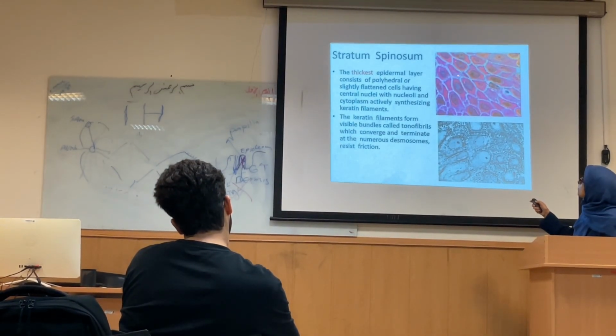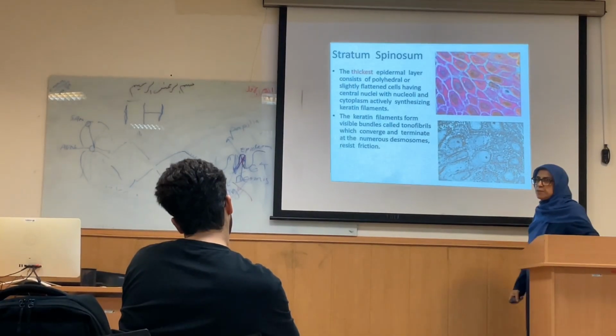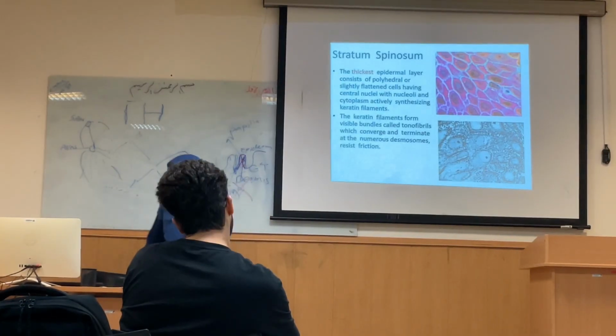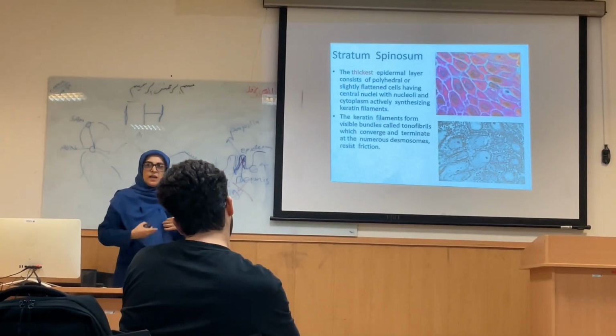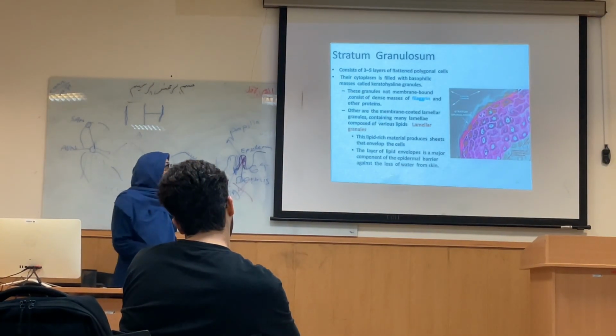This is the thickest epidermal layer and also includes the biggest cells. Under the electron microscope, we can also see these spine structures. These spine structures occur because of tissue processing. It means that freshly in our body, we cannot see them as spinous structures.